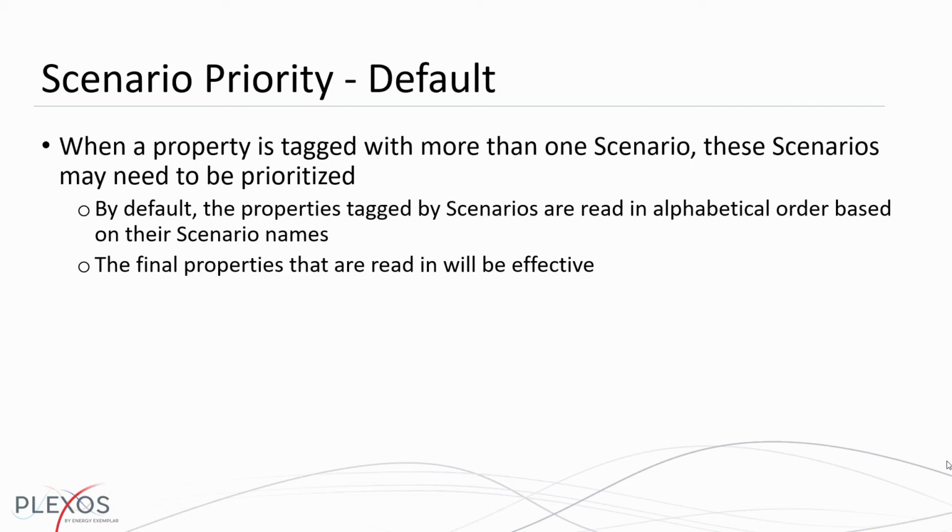Scenario priority. When a property is tagged with more than one scenario, these scenarios may need to be prioritized. By default, the properties tagged by scenarios are read in alphabetical order based on their scenario names. The final properties that are read in will be effective in the simulation. So let's consider this further with an example.